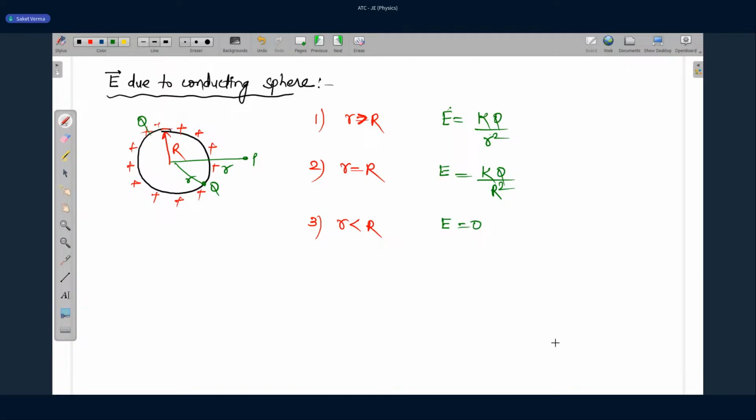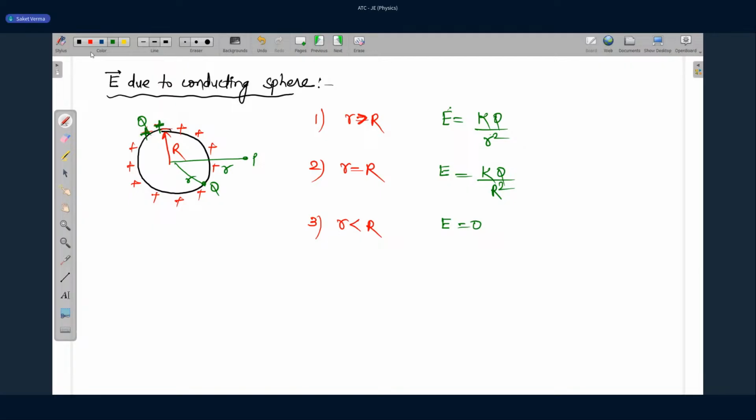So we can say that the total flux passing through the closed surface is equal to the charge enclosed, and because there is no charge enclosed, there is no flux passing through this closed surface, so the electric field will also be zero. Because the charge does not exist, the electric field is zero. So that is about the conducting sphere.